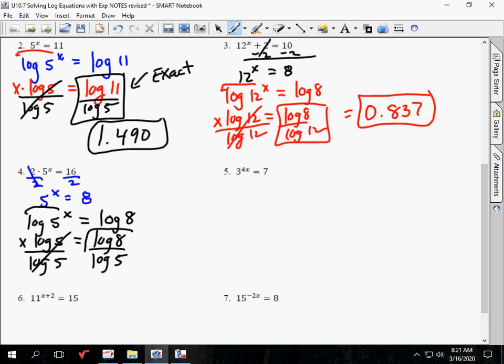All right, so there's the exact, and then we'll find the decimal. All right, so log 8 divided by log 5. So 1.292.